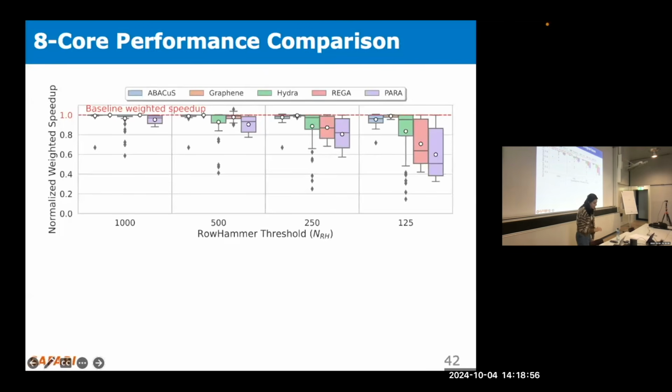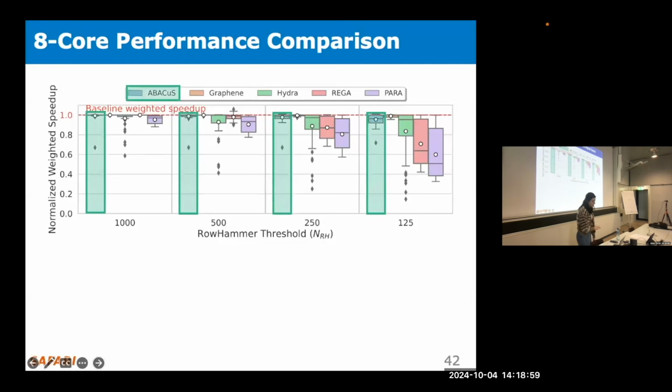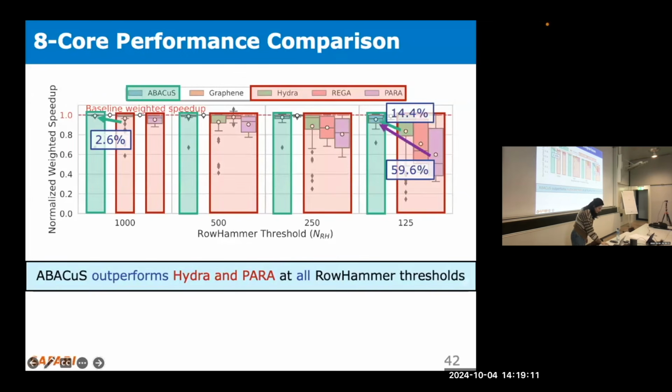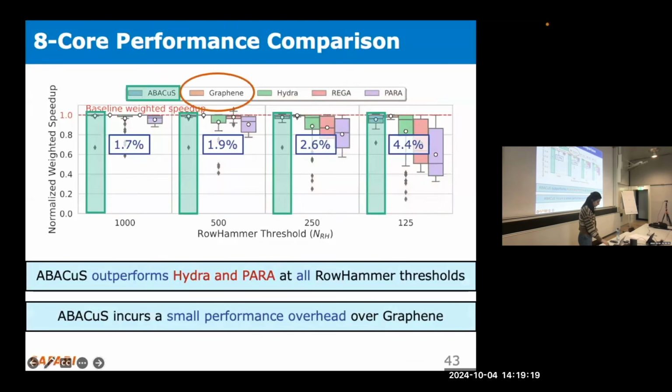And this is the full plot. And here are the boxes for Abacus showing the distribution of performance across all tested workloads. And the red boxes show the mitigation and RowHammer threshold configuration, which Abacus outperforms. And we observe that Abacus outperforms Hydra and Para at all RowHammer thresholds on average across all workloads. And we also see that Abacus incurs a small performance overhead over Graphene, which we attribute to Abacus's unnecessary preventive operations due to its low-cost aggressive row activation tracking mechanism.